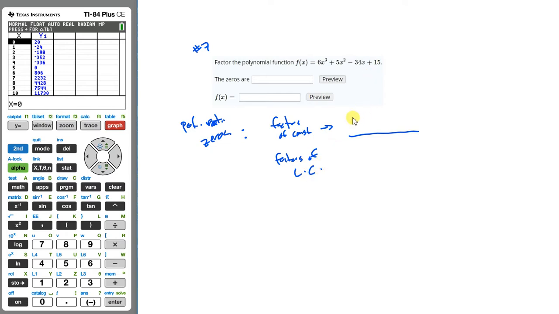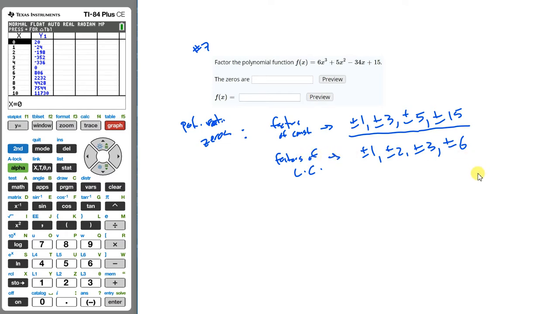Well, the 15 is what goes into that? Plus or minus 1, plus or minus 3, plus or minus 5, plus or minus 15. Okay, how about on the bottom? The 6. Plus or minus 1, plus or minus 2, plus or minus 3, plus or minus 6. This doesn't look fun. Why? What are my potential rational zeros? 1 over 1, 1 over 2, 1 over 3, 1 over 6. 3 over 1, 3 over 2, 3 over 3, 3 over 6. 5 over 1, 5 over 2, 5 over 3, 5 over 6. And again, plus or minus of all of those. 15 over 1, 15 over 2, 15 over 3, 15 over 6. Not fun.